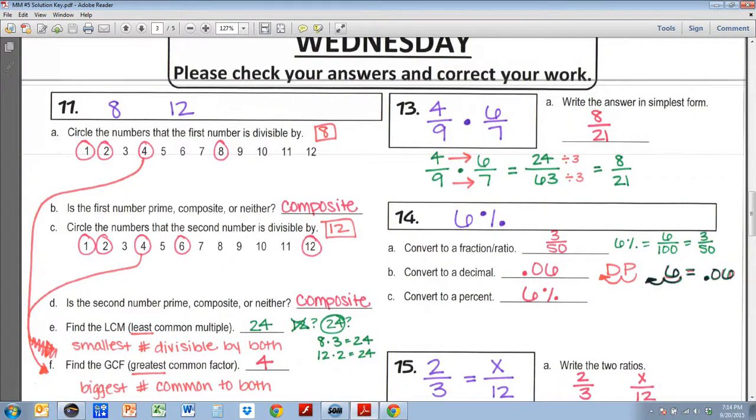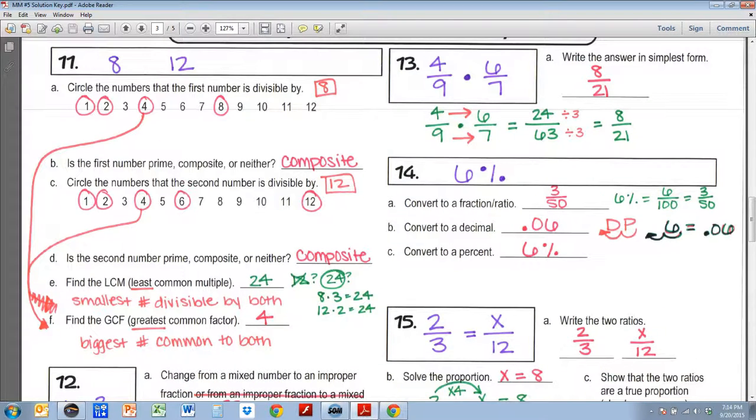So let's look at number 11. We have numbers 8 and 12. So we want to know what factors can multiply together to equal one of these numbers. So let's look at number 8. What numbers multiply together to get that number? Well, 1 and 8, and then 2 and 4. So there's your factors for 8. Is that number prime or composite? It's obviously composite because it has more than just 1 and itself. So that shouldn't be too bad.